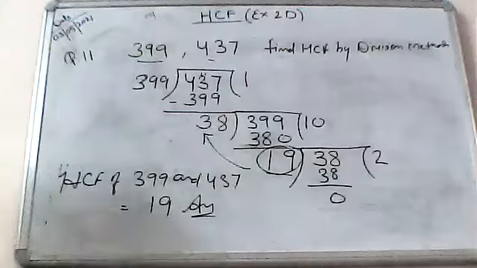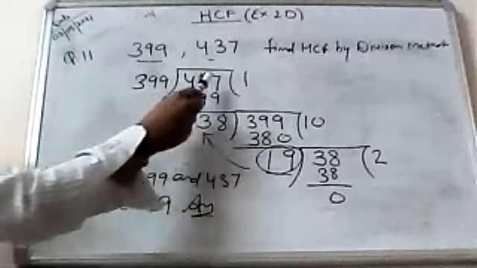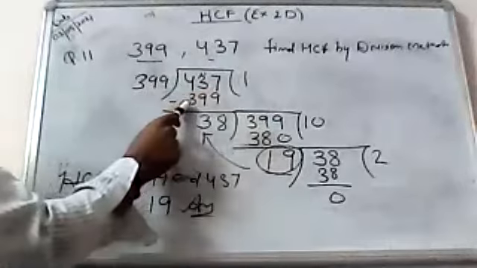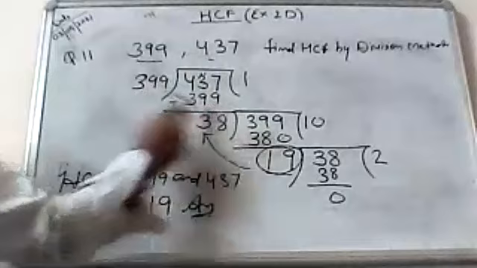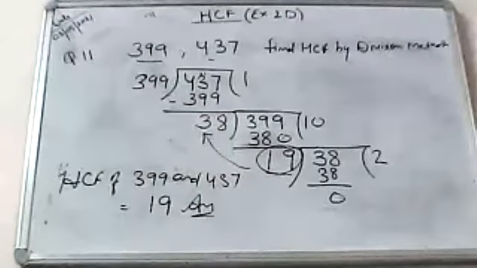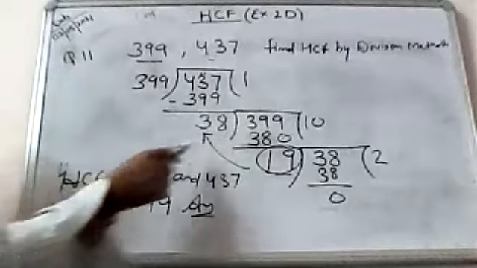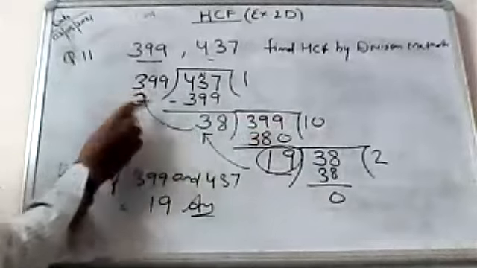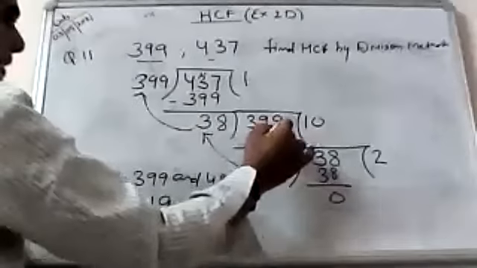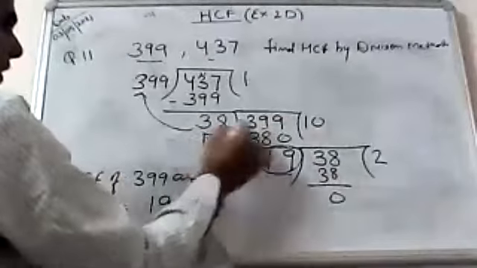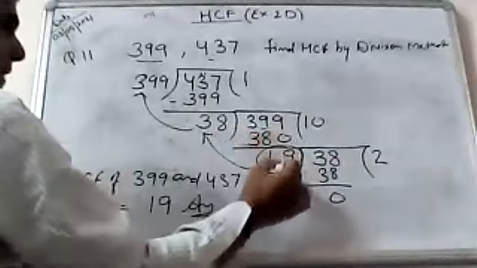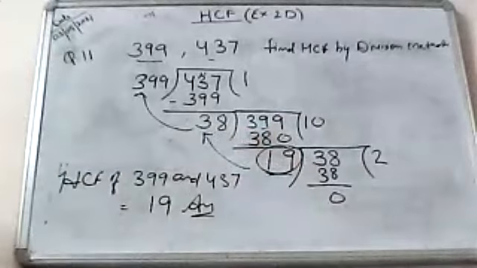Now again you can see that this is question number 11. 399, 437. Find the HCF by the division method, children. So first we have to divide 437 by 399. Divide one time. 38 will be the remainder when we subtract 399 from 437. And 38 is not 0, so we have to divide 399 again, like that. We made 399 the dividend. We will divide 399 by 38, so 38 goes 10 times and remainder will be 19.